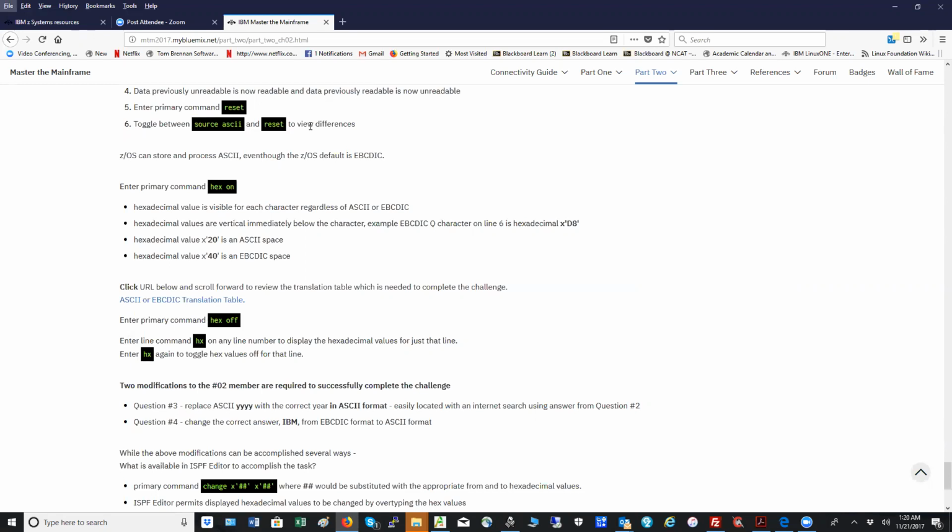So hexadecimal is shorthand for binary. Hexadecimal groups 4 bits into one hexadecimal character, and the math of that we will get into later. You don't need that for Master the Mainframe. Just understand that hexadecimal is shorthand for binary, and binary is the language that the processors speak. All processors, mainframe processors, Mac processors, all digital computers speak binary or machine language.